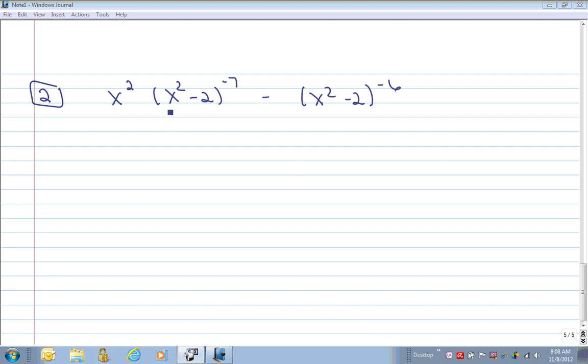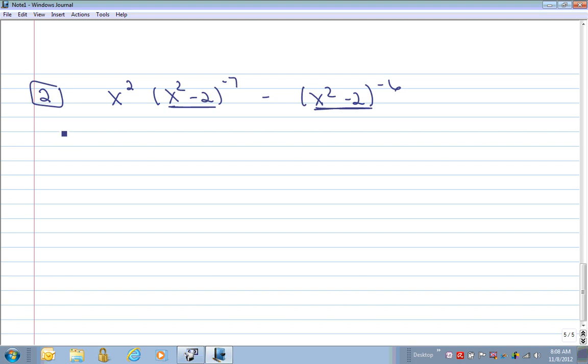The common factor I see here is x squared minus 2. X squared minus 2. My exponents are negative 7 and negative 6. Negative 7 is smaller than negative 6. Think about a number line. Negative 7 is smaller. So we want to factor that out.